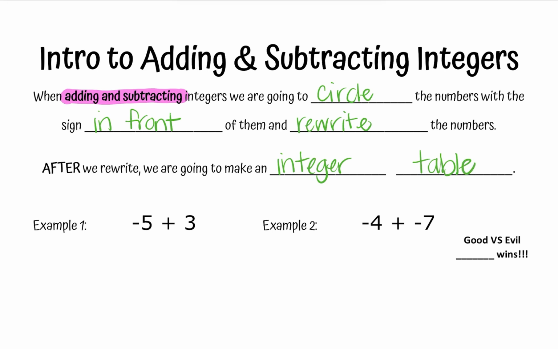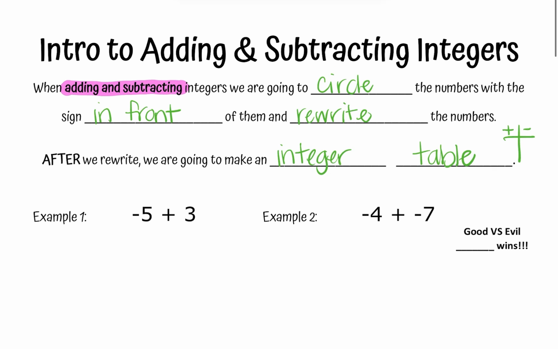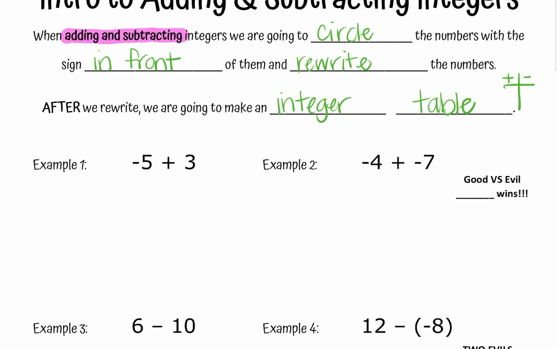An integer table looks like that. This is going to make a whole lot more sense as we go through some examples. All right, so my first example says -5 plus 3.